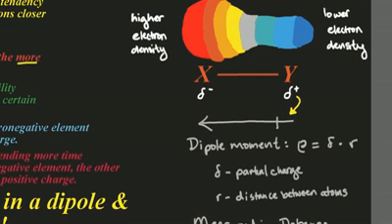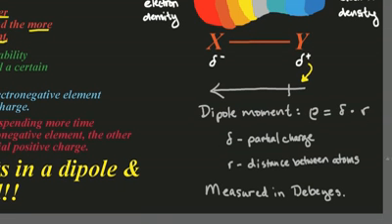So then there's the dipole moment. The dipole moment can be calculated quantitatively by looking at the partial charge times the distance between the two elements, and it's measured in debye. That's the SI unit for it, debye.